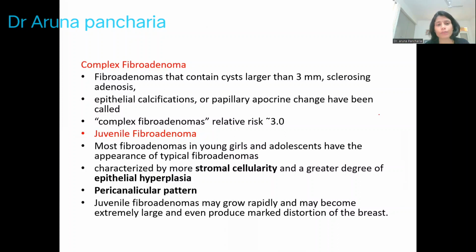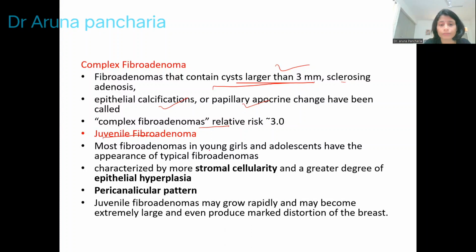Sometimes we use the word complex fibroadenoma. When should we use the word complex? When there is a cyst in the breast more than 3 millimeter. A fibroadenoma that contains a cyst more than 3 millimeter, or sclerosing adenosis, epithelial calcification, or papillary apocrine changes, then we use the word complex fibroadenoma, because the relative risk of converting into malignancy is more compared to a normal fibroadenoma.